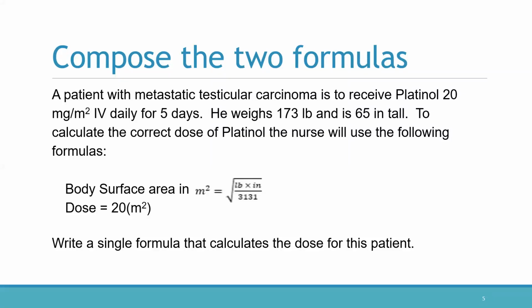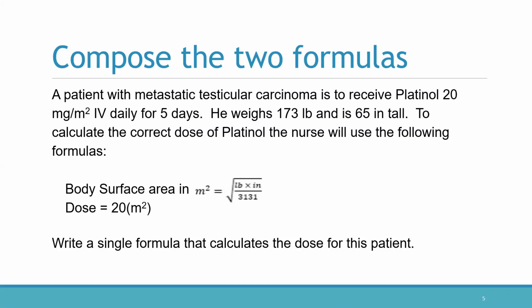Our directions for this problem are to compose the two formulas. We are told a patient with a metastatic testicular carcinoma, boy, that's a mouthful, is to receive Platinol 20 milligrams per meter squared IV daily for 5 days. He weighs 173 pounds, 65 inches tall. To calculate the correct dose of Platinol, the nurse will use the following formulas.